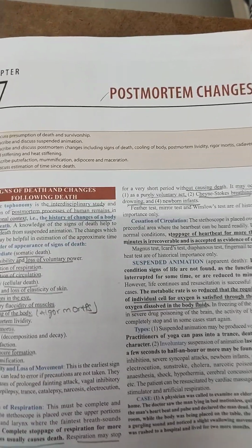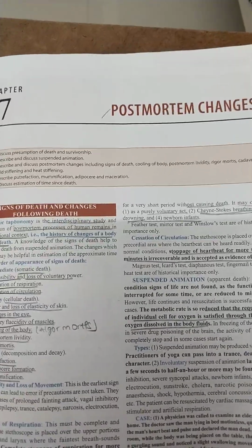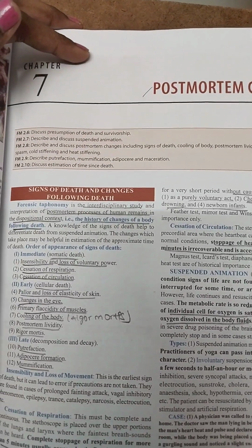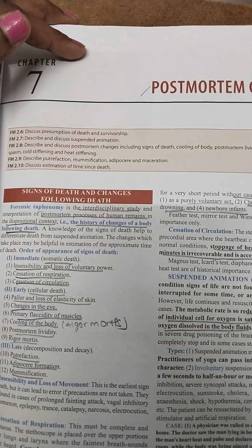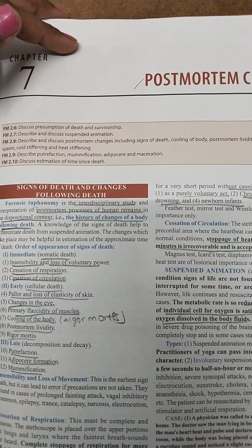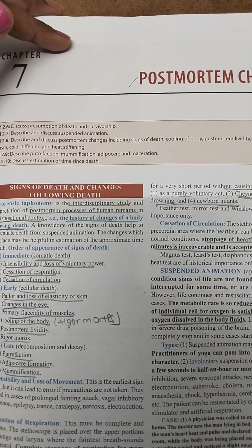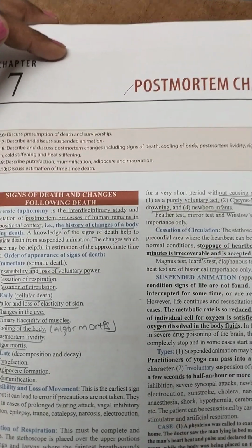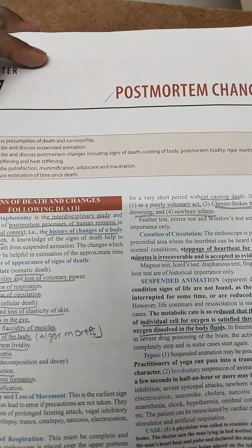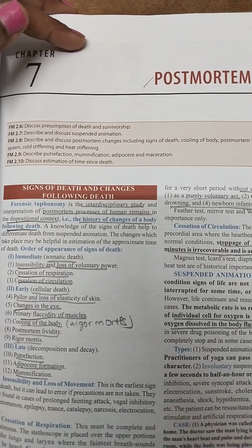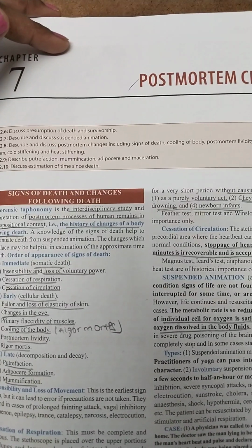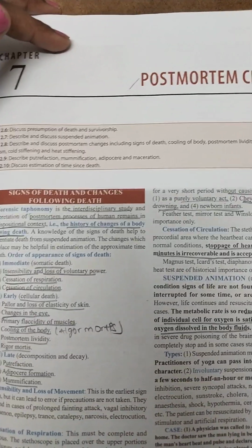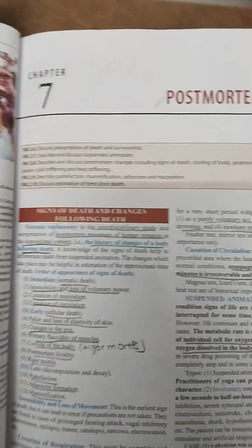Today we are going to discuss post-mortem changes. In this topic we are going to discuss presumption of death and survivorship, describe and discuss suspended animation, describe and discuss the post-mortem changes including signs of death, cooling of body which is algor mortis, and post-mortem lividity, rigor mortis, cold stiffening and heat stiffening. Describe putrefaction, mummification, adipocere and maceration. Discuss estimation of time since death. So come on, let's discuss.